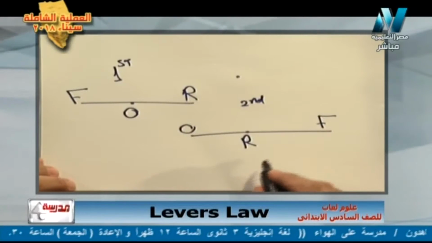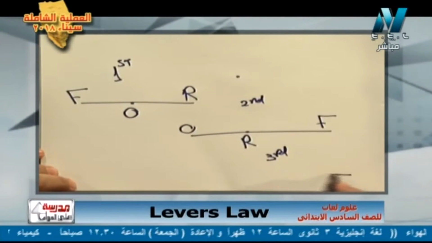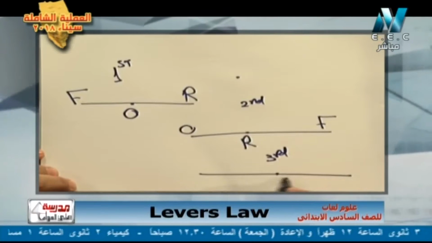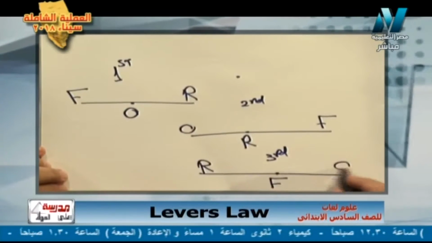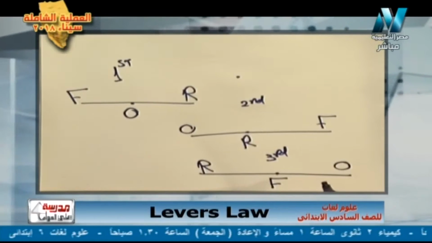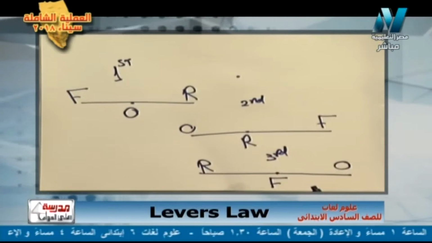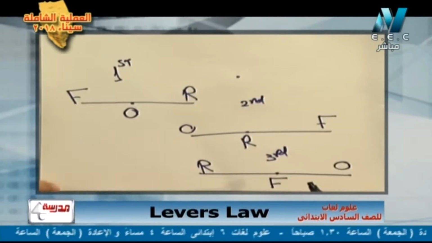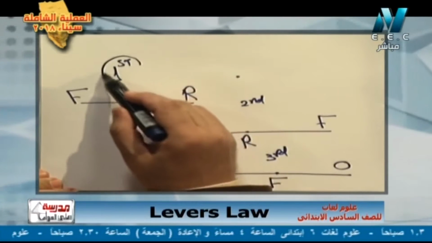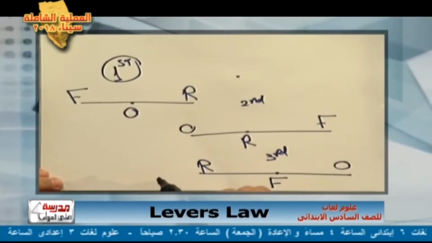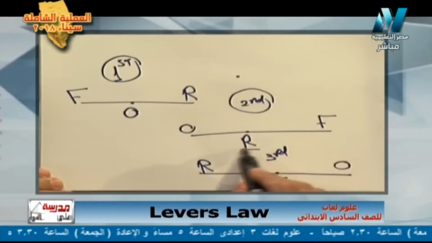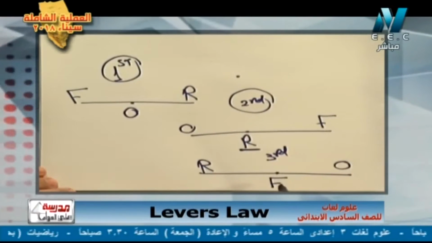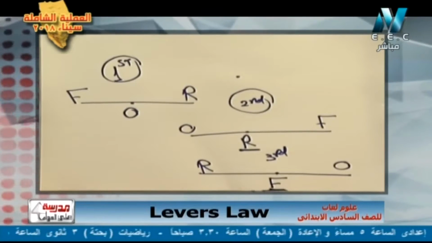So what about third class lever? Third class lever has F, or effort force, between R and O. Again, we have three types of lever: first class, second class, and third class. First contains what in the middle? First contains O in the middle between R and F. Second contains R in the middle between F and O. Third contains F in the middle between O and R.